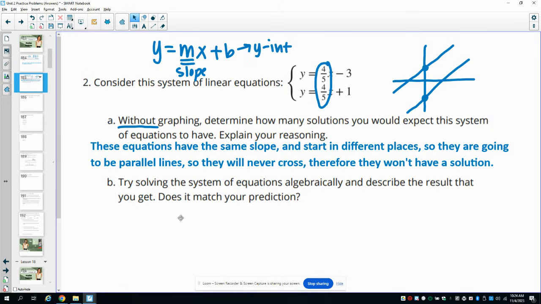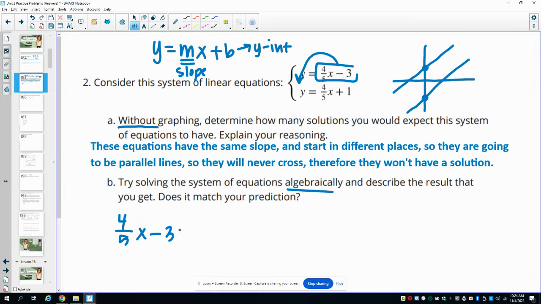All right, then part B asks us to actually try solving the system algebraically. So again, not by graphing, and describe the result that we get. So these are both solved for y. So I'm just going to substitute this in for y in this equation. So we're going to put 4/5 x minus 3 equals 4/5 x plus 1.